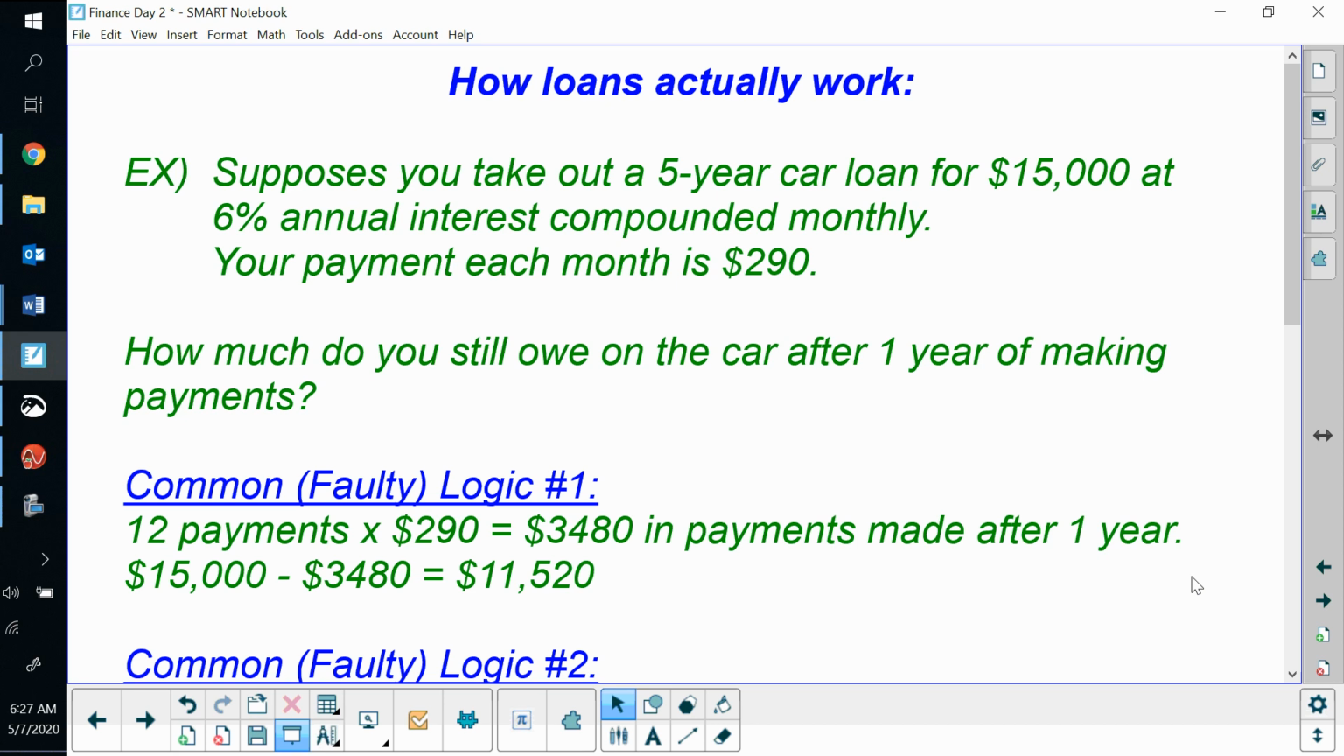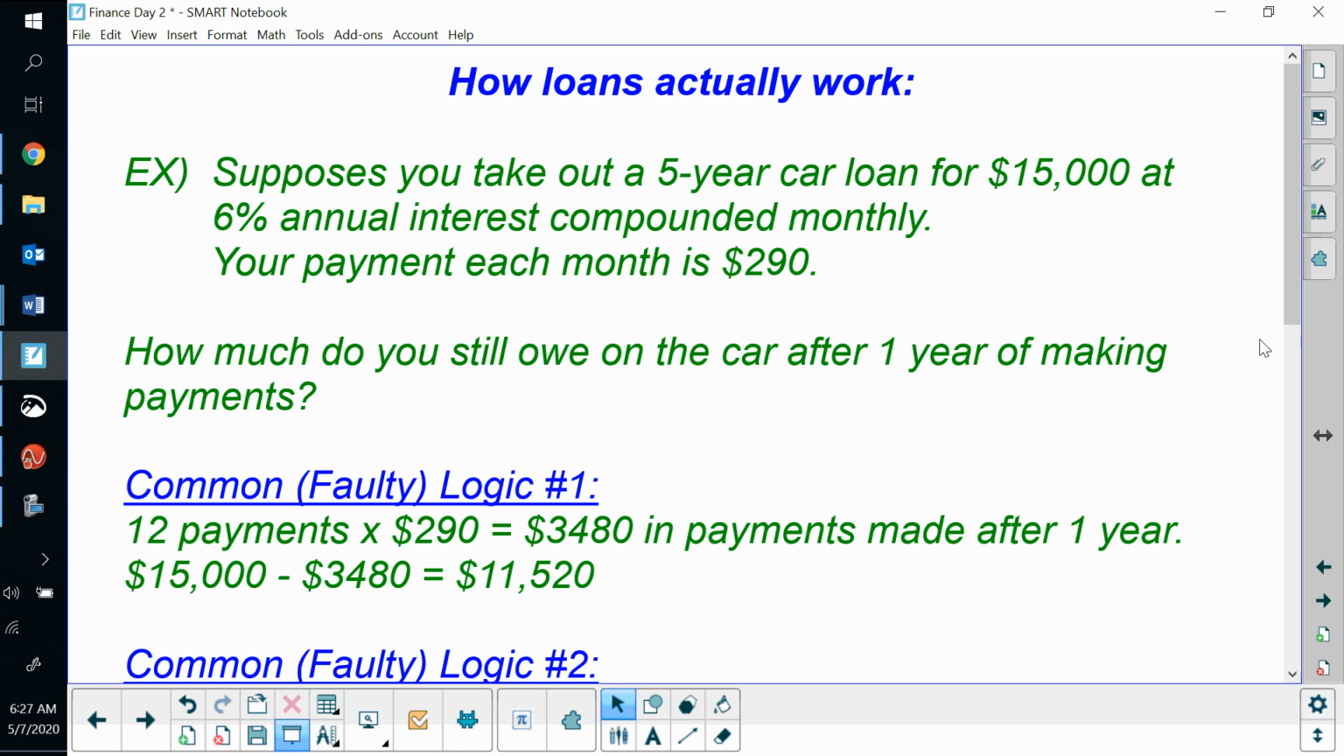So, how do loans actually work? First off, let's suppose, and this is not in the notes packet, we're just going to talk through a couple slides first. So suppose you take out a 5-year car loan for $15,000, 6% annual interest, and your monthly payment is $290. So how much do you still owe after 1 year of owning the car?